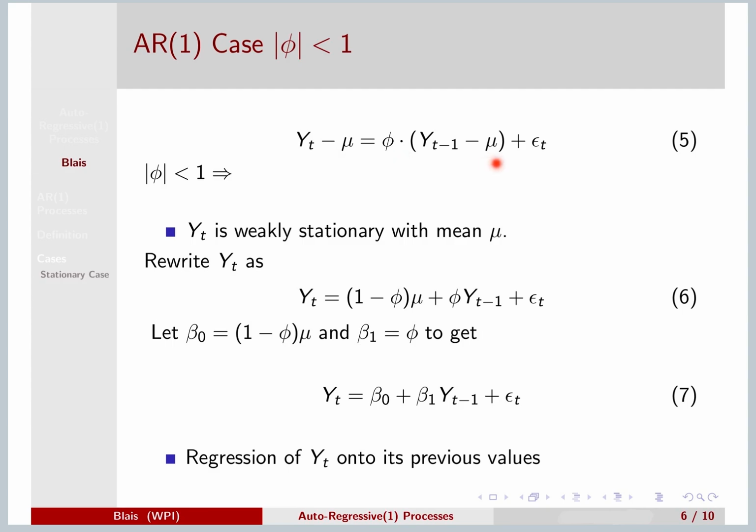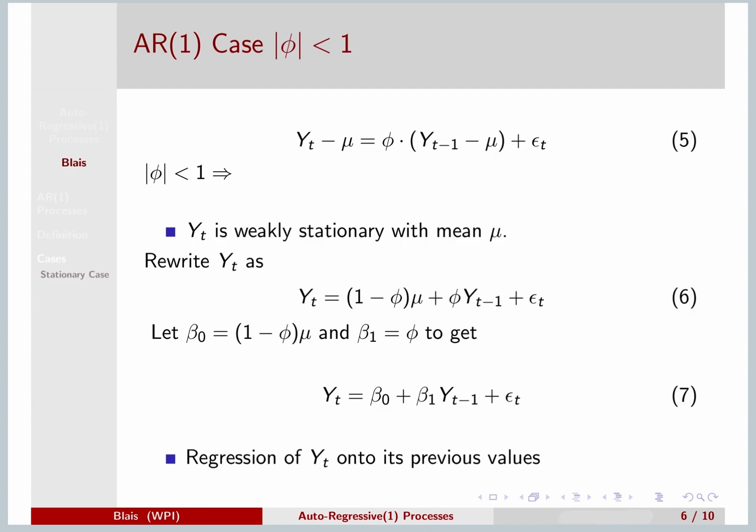So if phi is smaller than 1, we can think of it in absolute value. If it's smaller than 1, think of that as the deviation of y from its mean today remembers a piece of its deviation from yesterday, deviation from its mean yesterday, plus that noise term. In this case, it's weakly stationary. Mu is the mean. And we now rewrite this in a way that we'll see why we call it autoregressive.